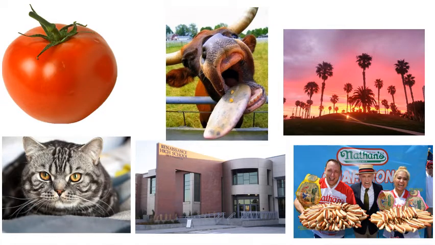So here they are zoomed out. Now that you have more context, it's a little bit easier to see what you have. You've got a tomato, or a tomato, depending on who you are. You've got a cow, some palm trees, a nice kitty cat, Renaissance High School where you are right now, and a guy that ate a whole bunch of hot dogs.